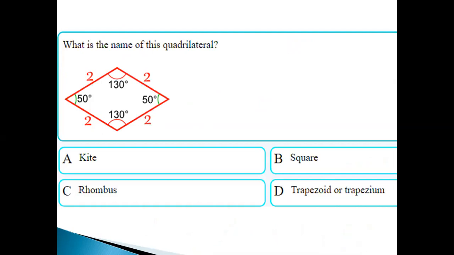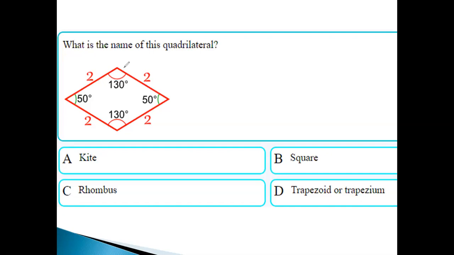A rhombus. Yeah, C. Rhombus. Yeah. So let's go to the next one.